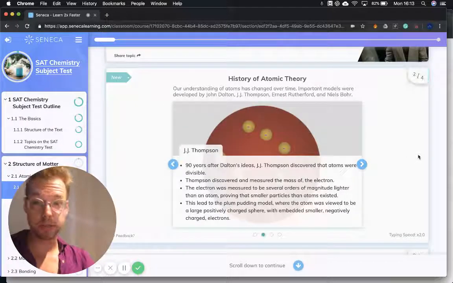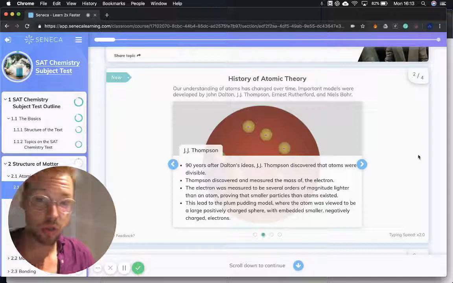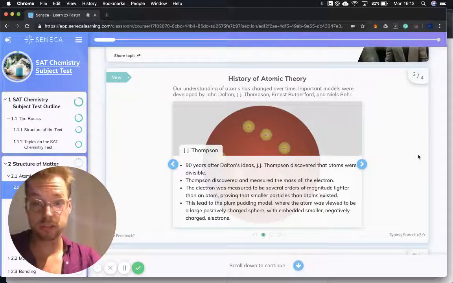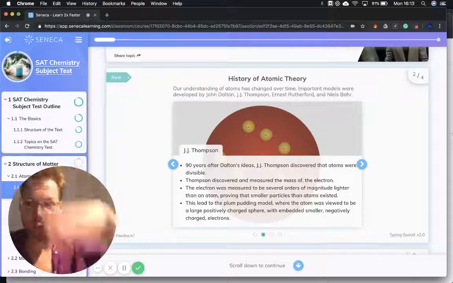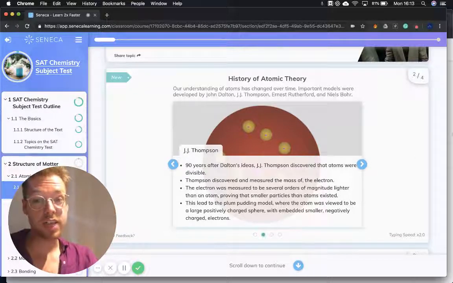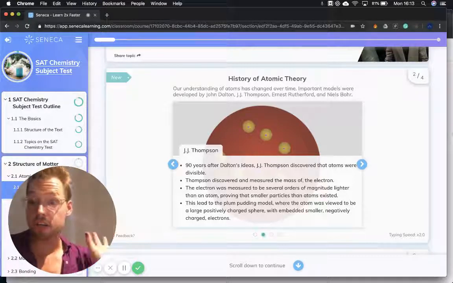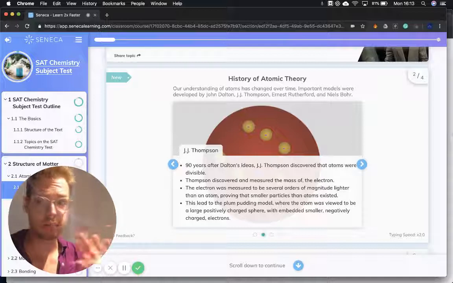Let's go forward a little bit and talk about J.J. Thompson. So, 90 years after Dalton's ideas, 90 years, that's a long time. It's like my granny. J.J. Thompson discovered that atoms were divisible. He discovered and measured the mass of the electron. So Thompson did loads of stuff on the electron that comes up a lot as a multiple choice question in the SAT chemistry subject test.